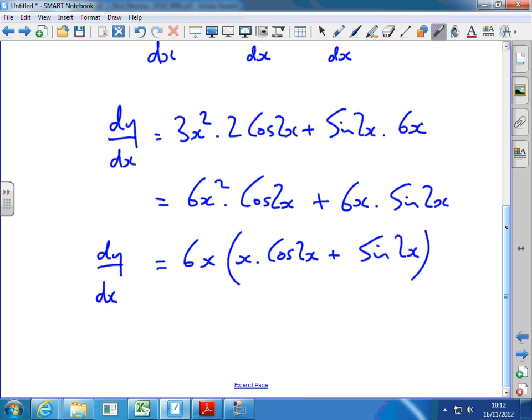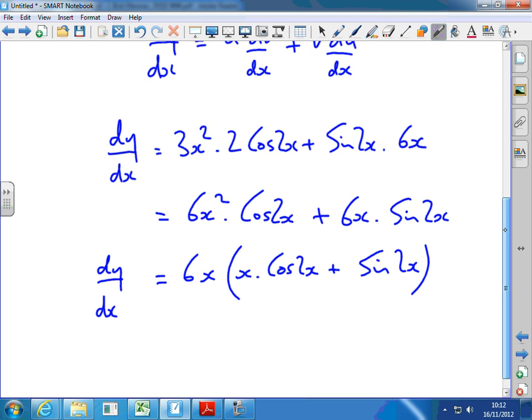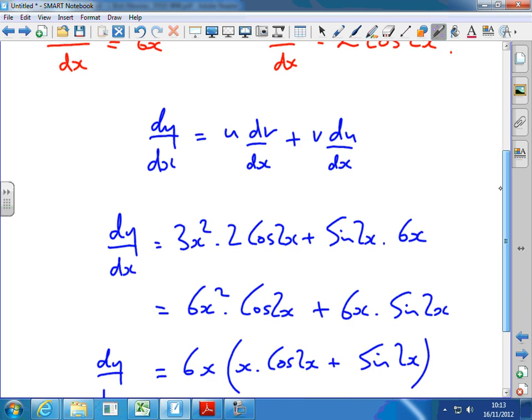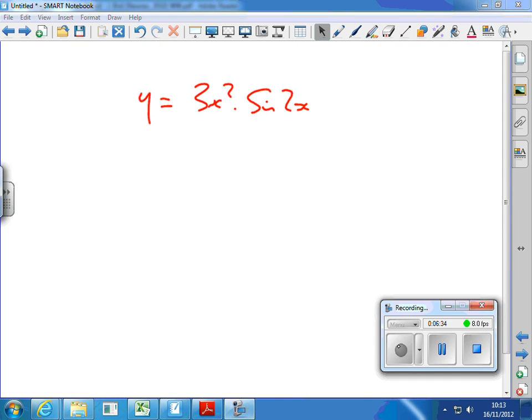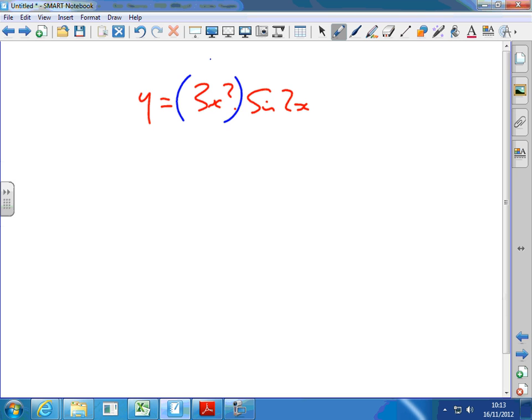I did say there was a quicker way to do this, and that's just to remember what the product rule is in words. So with practice, you can do it just by applying the product rule in words, which is the first function. So I would do this. I put my brackets around there so I know what I'm going to call u and what I'm going to call v, and then I just literally write down the answer.